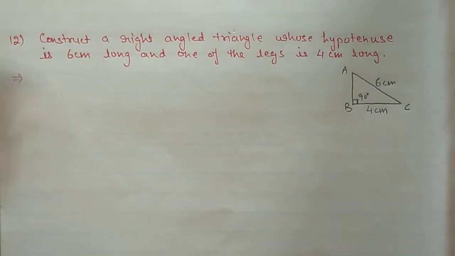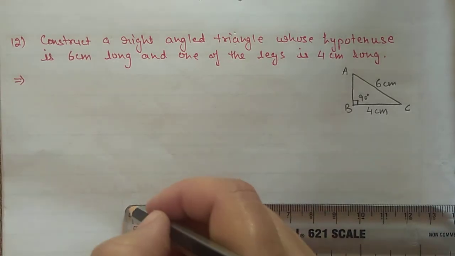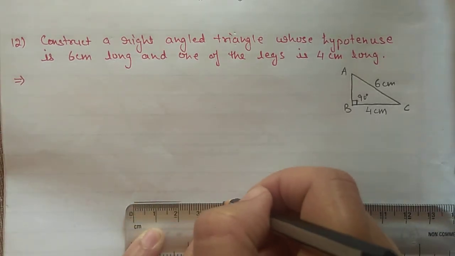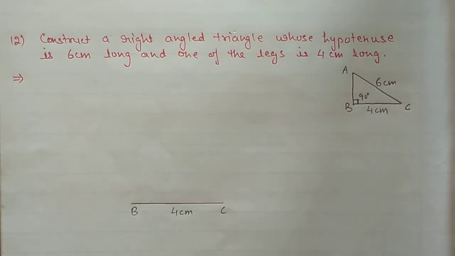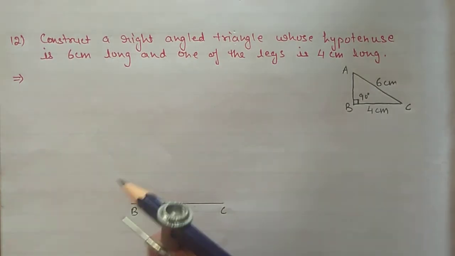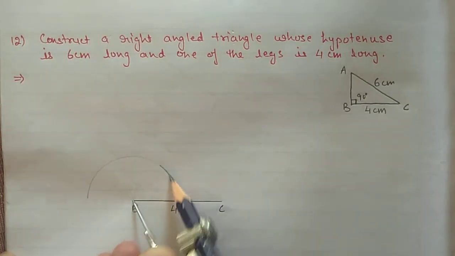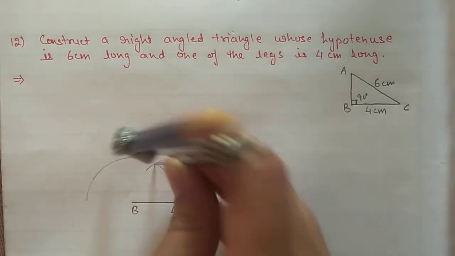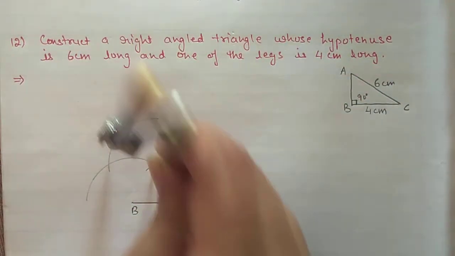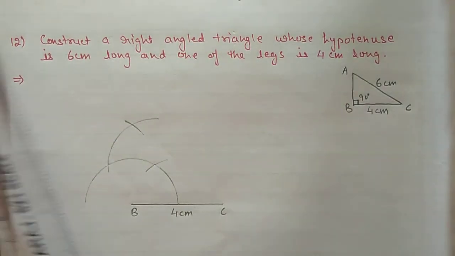First we will draw the baseline 4 cm. And then on B we will construct 90 degree angle. So for 90 degree angle, first put the semicircle. First arc is 60 degree, second arc is 120, and when we bisect 120 and 60 we will get the 90 degree.